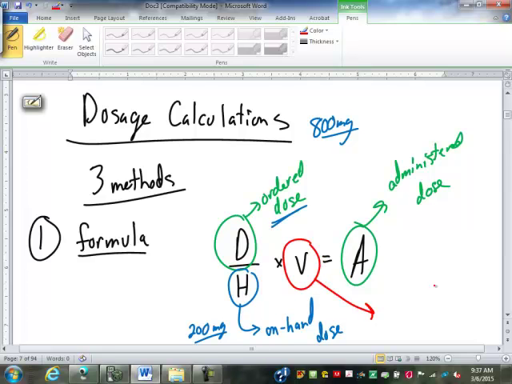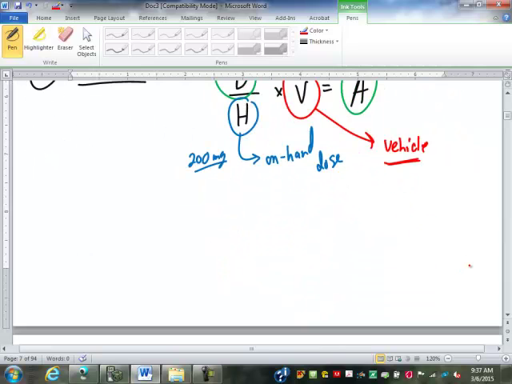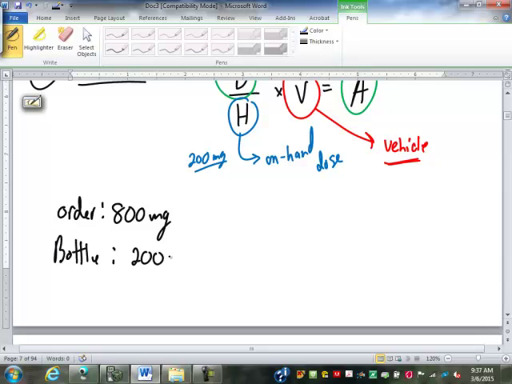V is the vehicle. The vehicle is what carries the dose from the bottle or the vial into the patient. That's one of the trickier ones to understand until you see some examples. So let's just do that. Let's do that example. We have an order for 800 milligrams of a medication. We have a bottle that is labeled 200 milligrams per tablet.